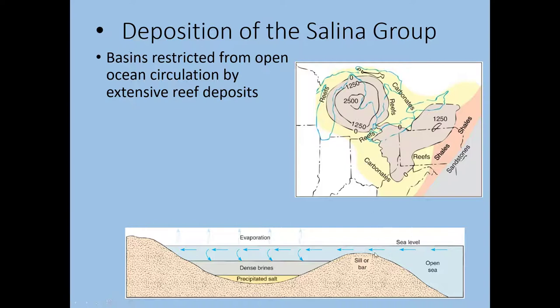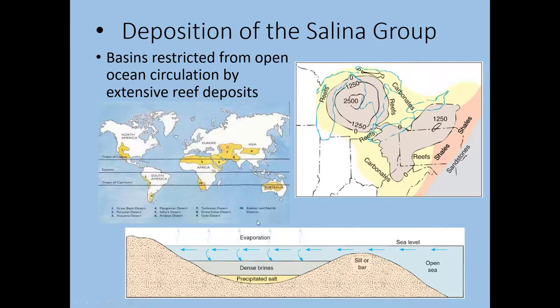And then if you go down here, the seawater goes in, you have high evaporation rates, the water is removed and the salt remains, and it forms the dense brines, meaning really, really salty water. And then you start to get precipitated salt layers in the bottom. So salt layers don't just occur randomly.